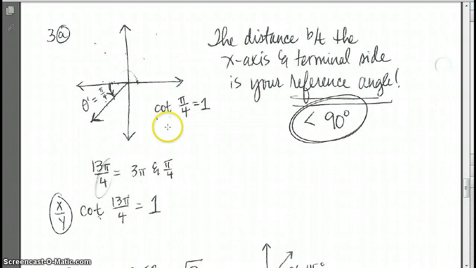The cotangent of pi over 4 is equal to 1. Is cotangent positive or negative in quadrant 3? Well, I'd have a negative x over a negative y, which is a positive number. So our answer would be a positive 1. Your reference angle is always less than 90 degrees.